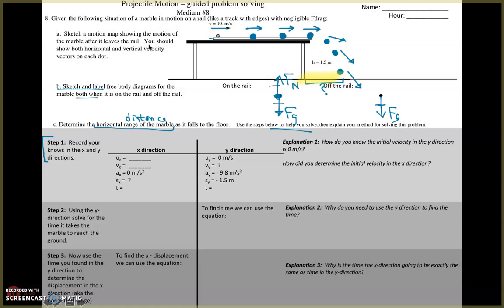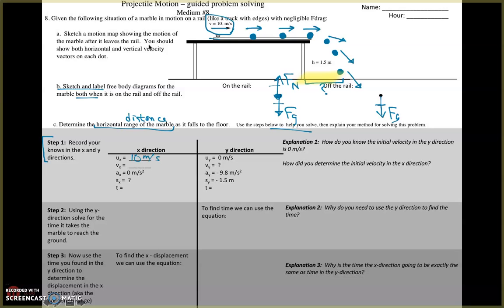So go ahead and pause the video here, and record what you think the knowns are that you could fill in, and double check that you agree with my knowns in both the x and the y direction. Awesome. So hopefully you've listed that you actually know the initial velocity in the x direction is 10 meters per second. They tell us that in the problem.